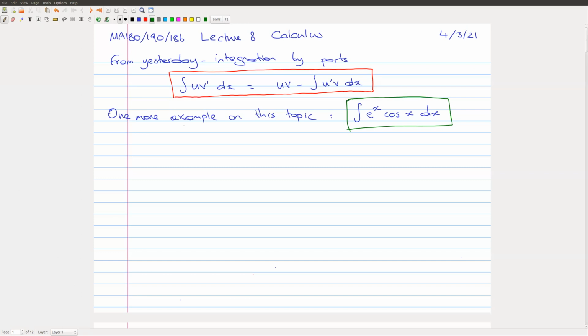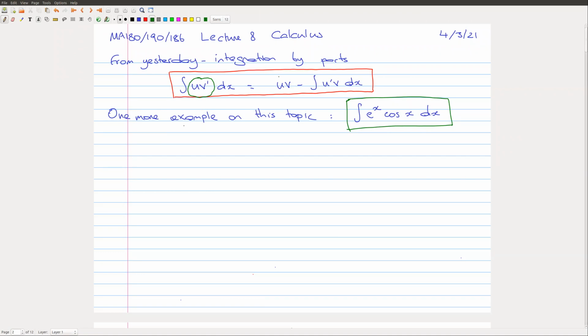Our general goal is to reach a stage of proficiency where we can glance at a problem like this and figure out what technique might be appropriate for it. We saw yesterday that integration by parts applies to expressions that you can write as the product of two factors, where one is named u and the other v dash. The formula allows us to rewrite the integral of u v dash as the product uv minus the integral of u dash v.